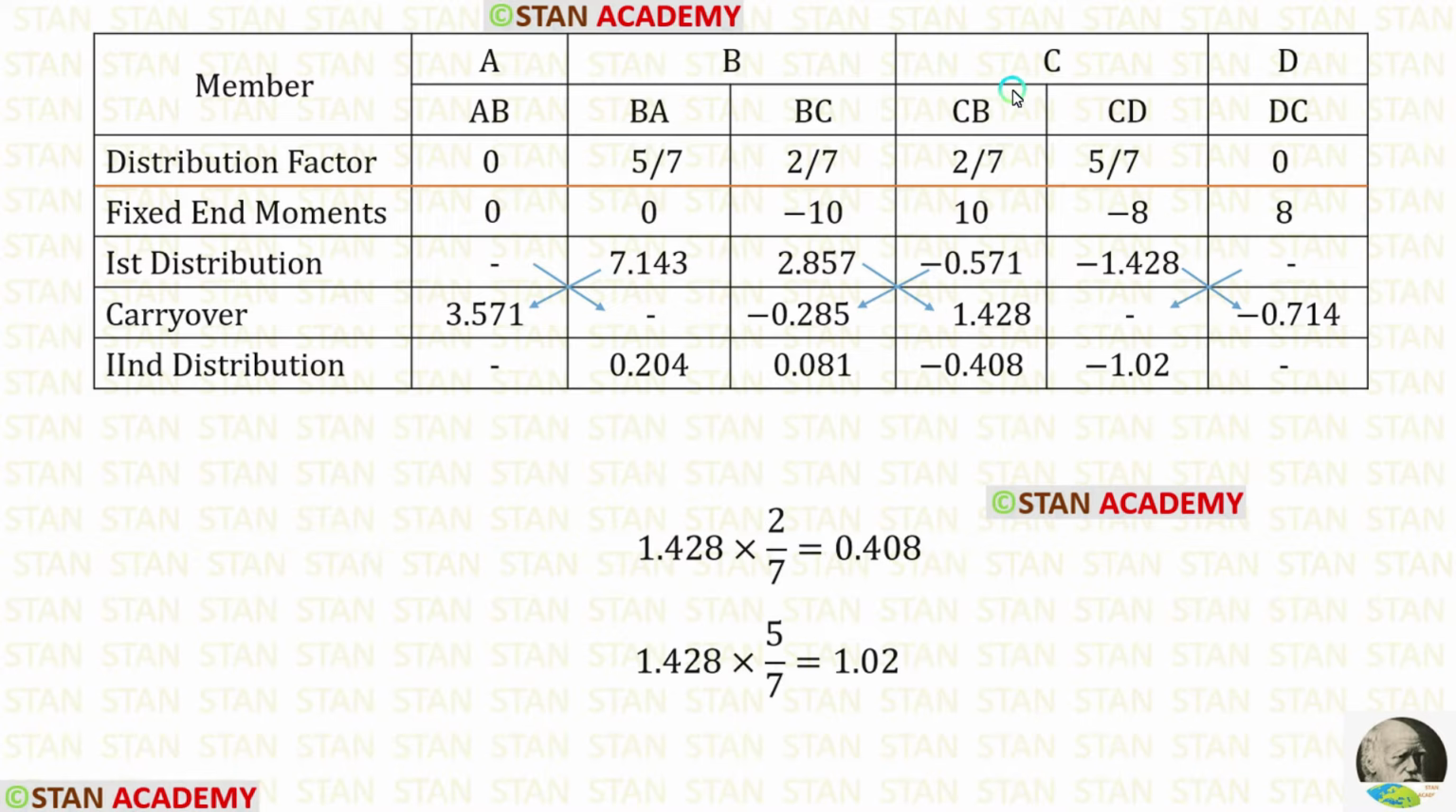Now let us do the second distribution in the joint C. For that, we have to multiply this value with the distribution factors. When we do that, we are getting positive values, so we have to enter them as negative.